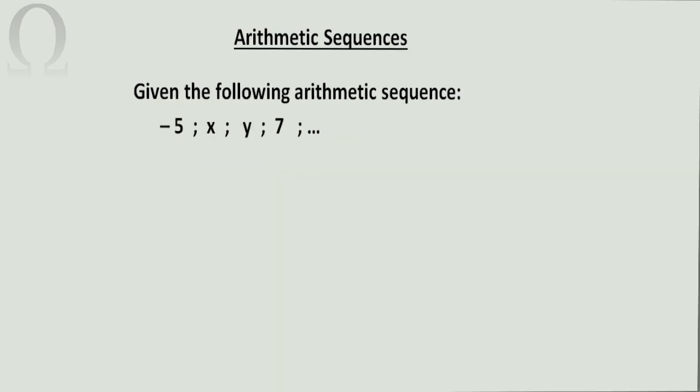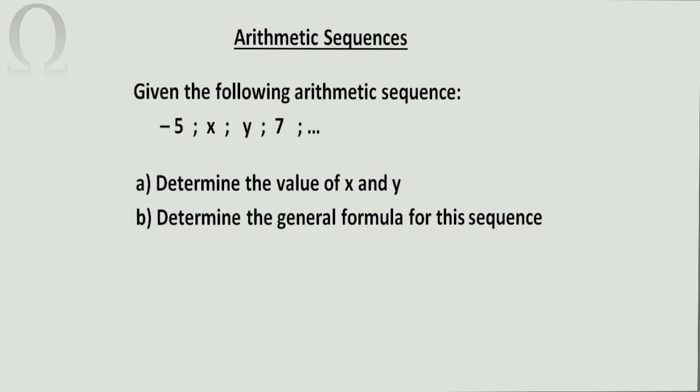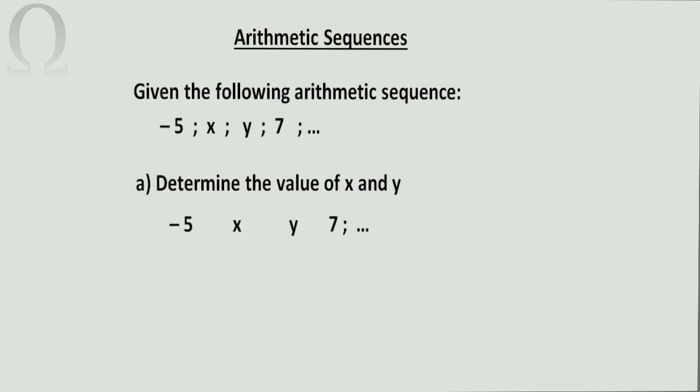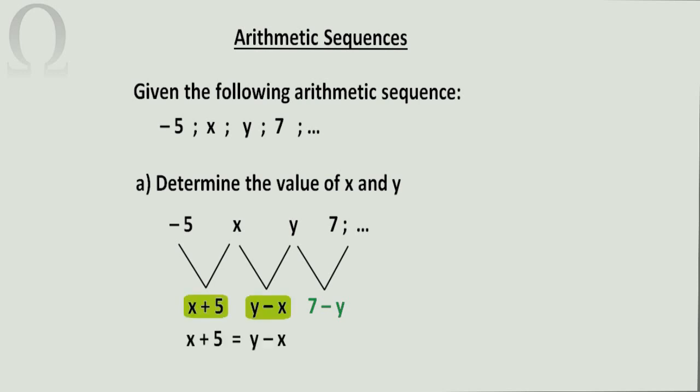Given the arithmetic sequence -5, x, y, 7, etc., determine the value of x and y, the general formula for this sequence, and which term will have a value of 235. All we know about this sequence is that it is arithmetic, which means that the difference between successive terms is the same. So, x minus (-5) equals y minus x equals 7 minus y. We can now formulate an equation. X plus 5 equals y minus x. Isolating y gives us y equals 2x plus 5.